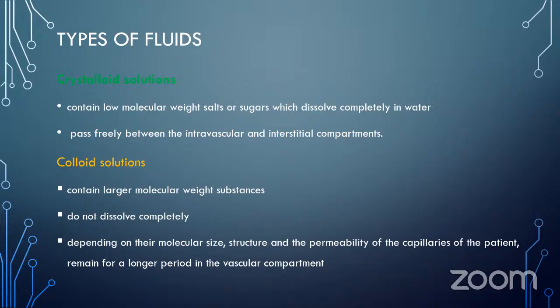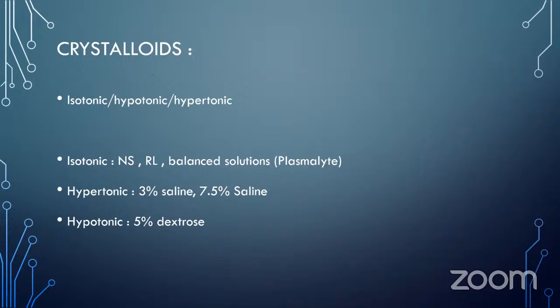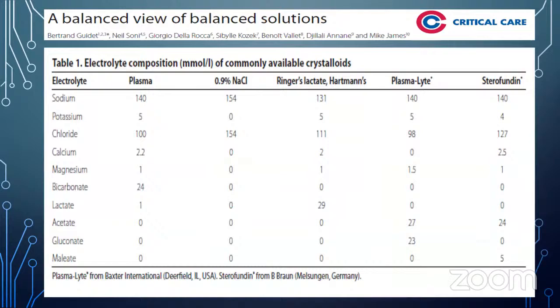They do not dissolve completely, and depending on their molecular size, structure, and the permeability of the patient's capillaries, they remain for a much longer period of time in the intravascular compartment. Coming to the crystalloids, we know there are isotonic, hypotonic and hypertonic crystalloids. The isotonic crystalloids include normal saline, Ringer lactate, and balanced solutions like Plasmalyte. There is hypertonic saline, and the hypotonic solutions like 5% dextrose.